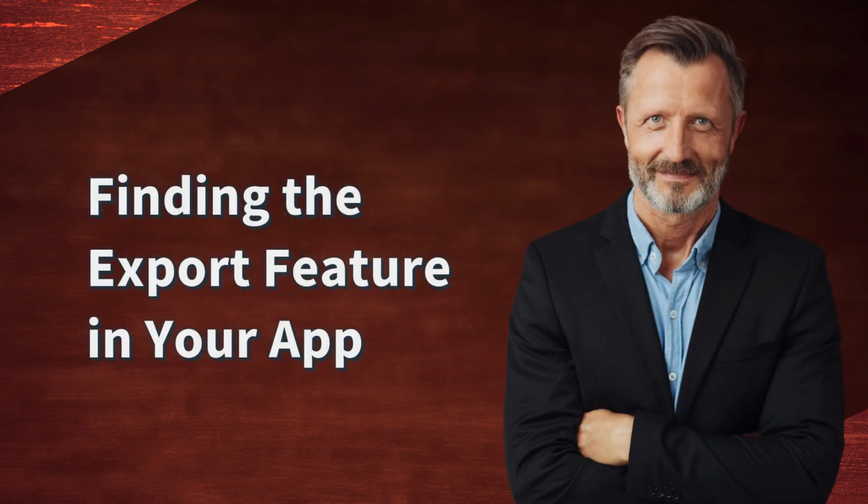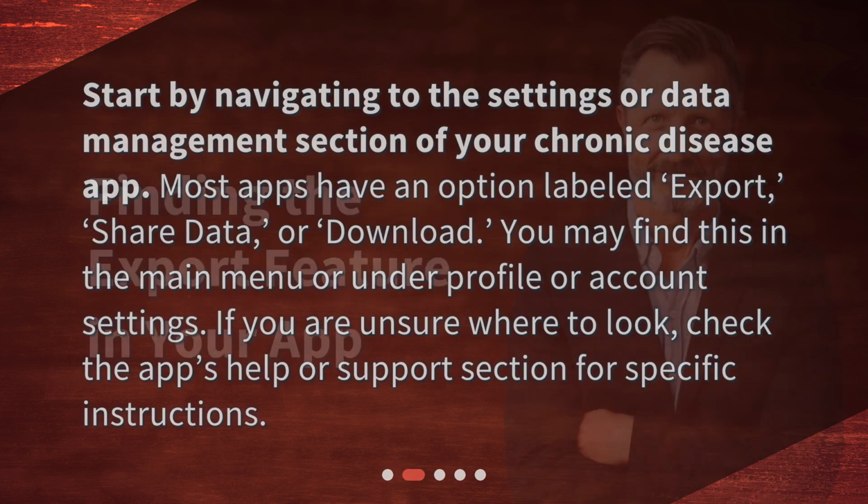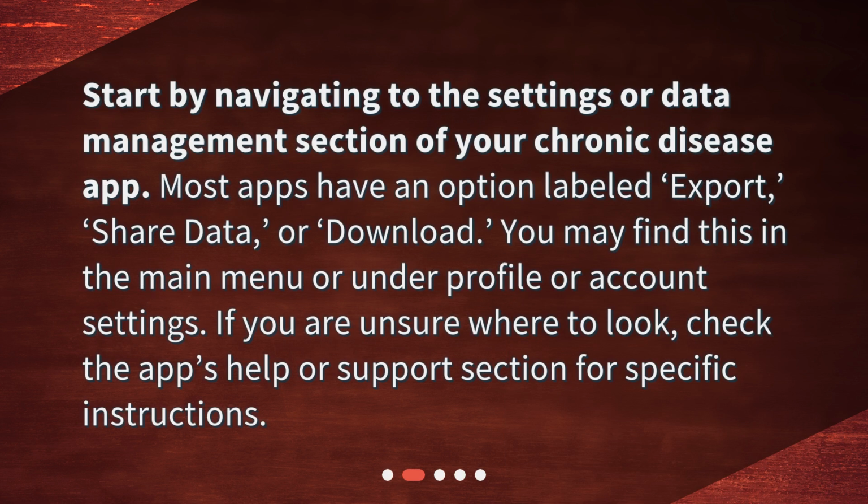Finding the export feature in your app. Start by navigating to the Settings or Data Management section of your chronic disease app. Most apps have an option labeled Export, Share Data, or Download.